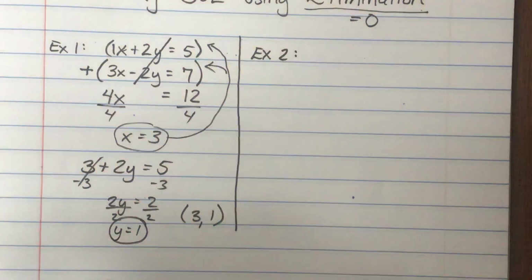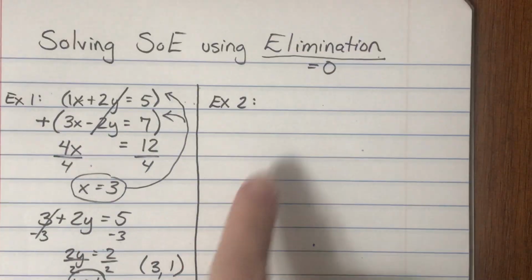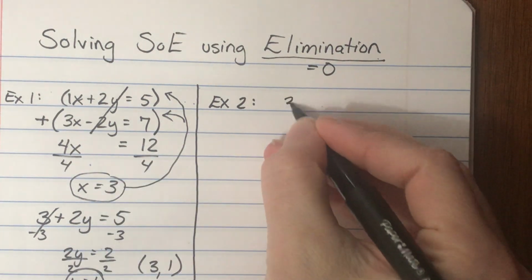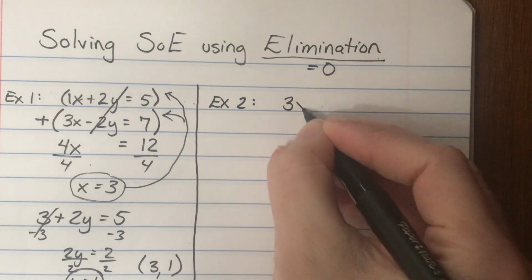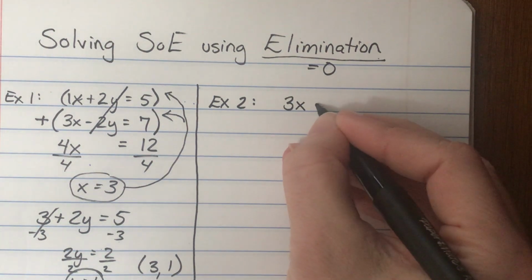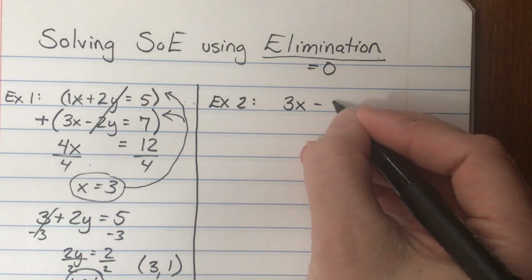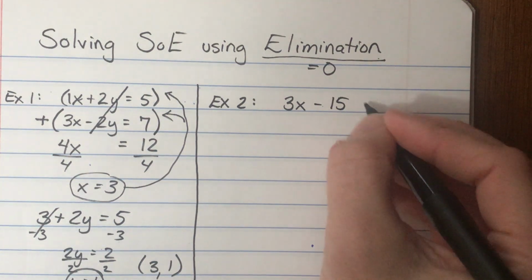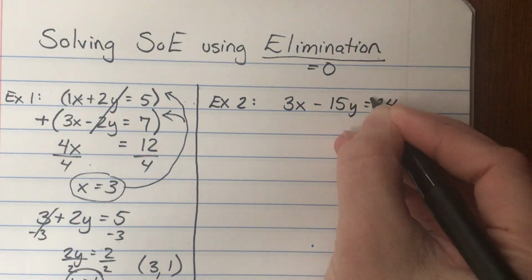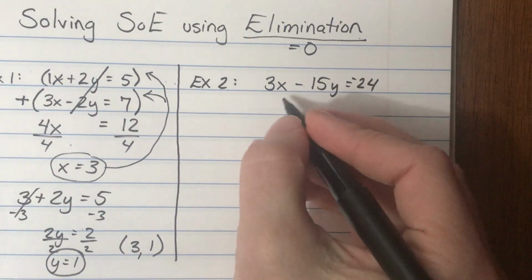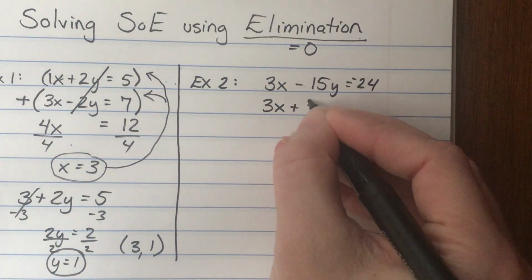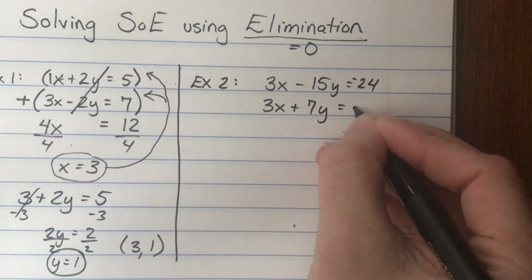All right. Example number 2. So again, if we're going to use elimination, it's nice when we end up with a coefficient in two equations that's the same that we're able to eliminate. So the first equation is going to be 3x minus 15y is equal to negative 24. Sorry, there's a negative in front of that. And then 3x plus 7y is equal to negative 2.